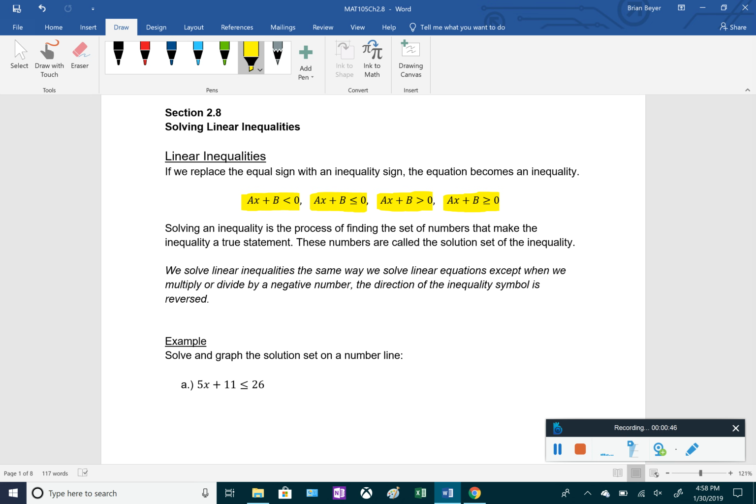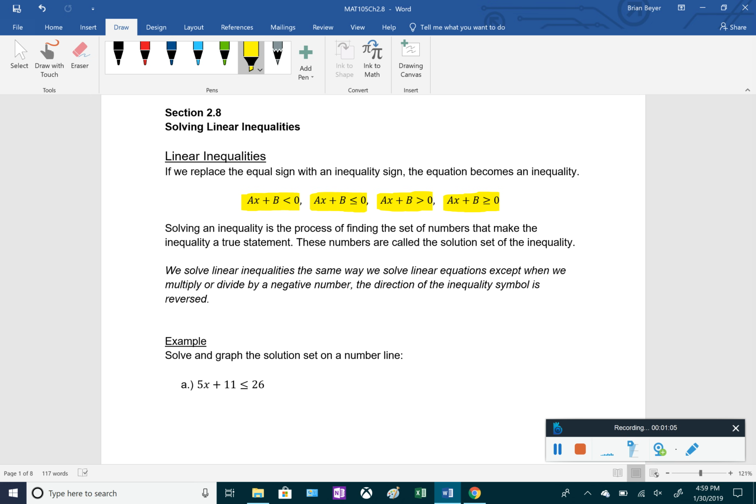So to do this, what we're going to be doing is finding the set of numbers that makes the inequality true, and this set of numbers is going to be called the solution set for the inequality. So we're not going to be getting an answer like x equals 3. It's going to be something like x is greater than 3. It's going to be a whole set of numbers.